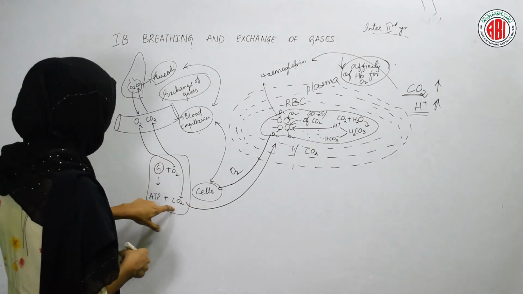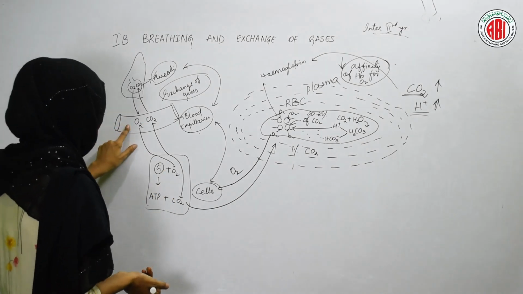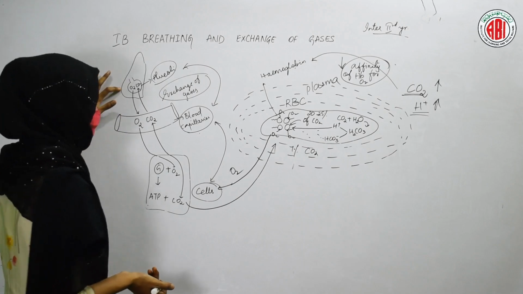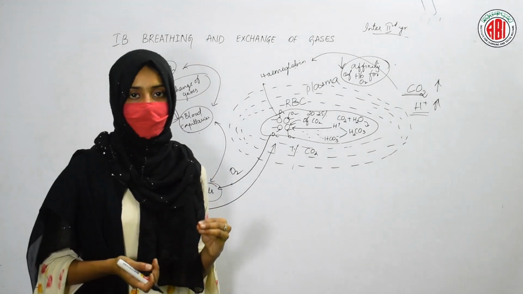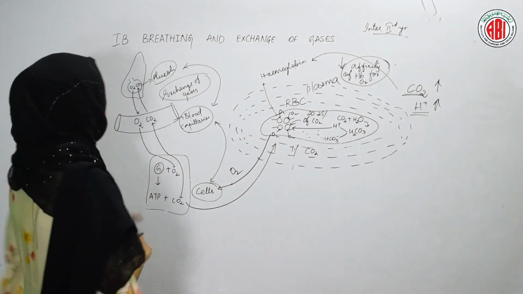This carbon dioxide that is formed in our cells reaches the blood capillaries. Now from the blood capillaries, it enters into the lungs. It enters into the alveoli of the lungs. From that alveoli, it can be easily removed out of our body.